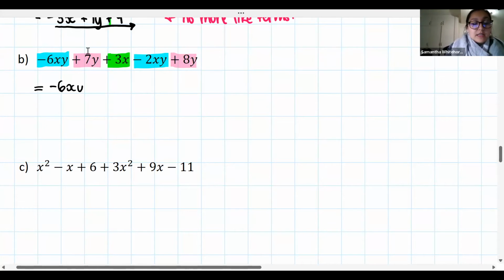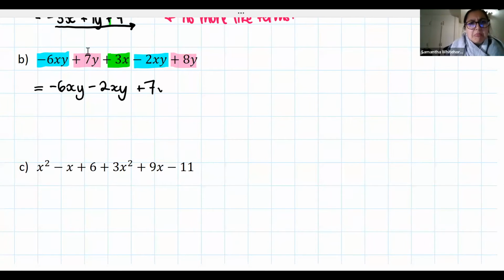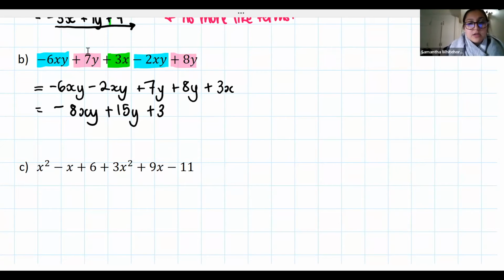Minus 6xy minus 2xy plus 7y plus 8y plus 3x. Add them together: negative 6xy minus another 2xy, negative 8xy. 7y plus 8y, positive 15y, and then the plus 3x. No more like terms. Always just double check, but no more like terms. And so that's your final answer.